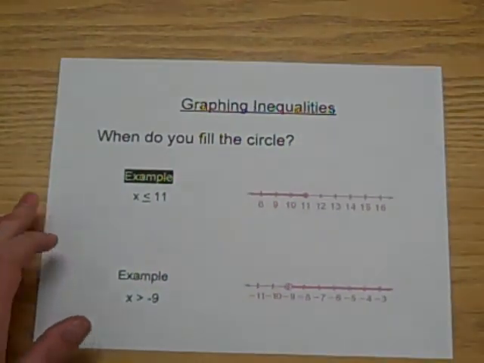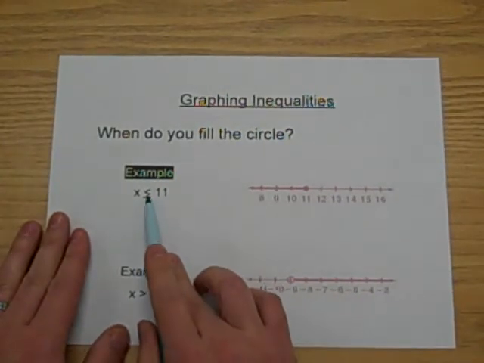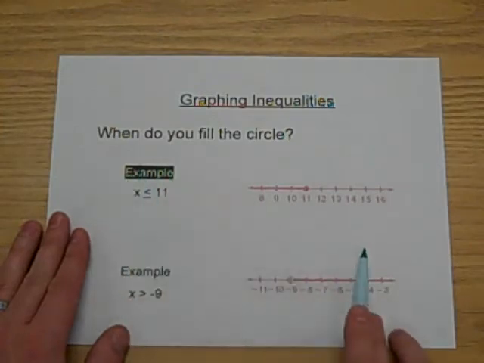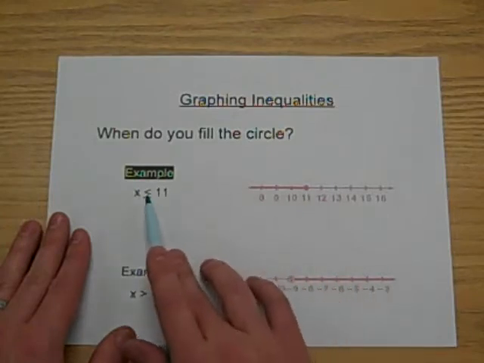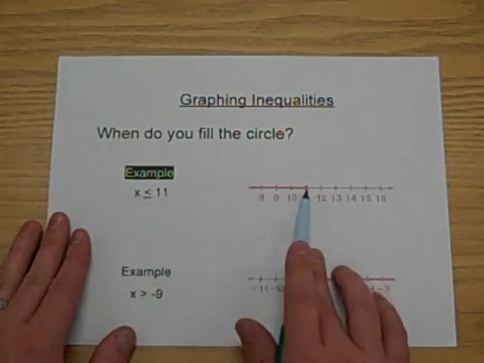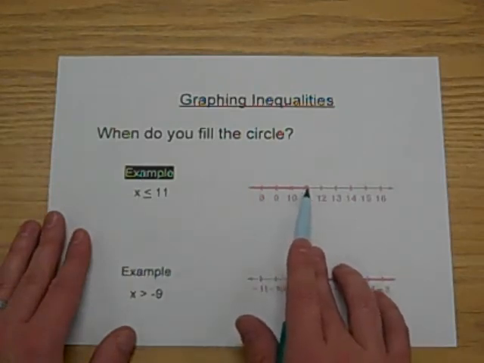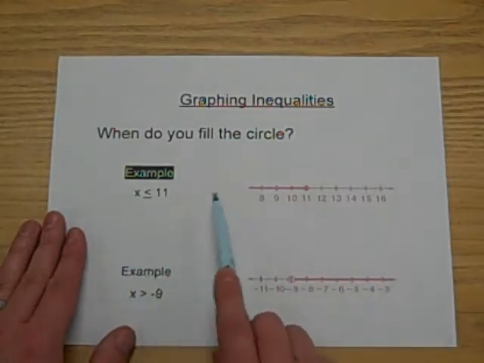Okay, so let's start off with when do you fill in the circle? Now, if you remember from Algebra 1, if there's an equal sign underneath the inequality, then I fill in the circle. Okay, so I filled in the word example there. I fill in the circle over here, which means that x is less than or equal to 11. X is less than or equal to 11. So over here, x can be anything less than 11, or it can be 11. 11 is a good number. It satisfies this inequality. So if there's an equal sign, fill in the circle.